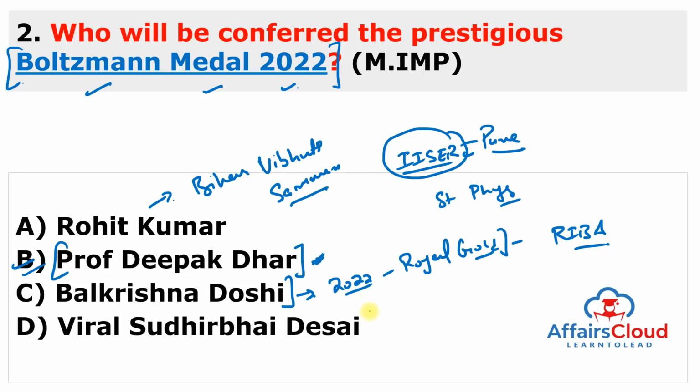Next is Viral Sudhirbhai Desai, very famous industrialist, and he received Global Environment and Climate Action Citizen Award 2021. I am repeating again, Global Environment and Climate Action Citizen Award 2021. Again, all the awardees are very, very important and all the awardees are very, very famous.